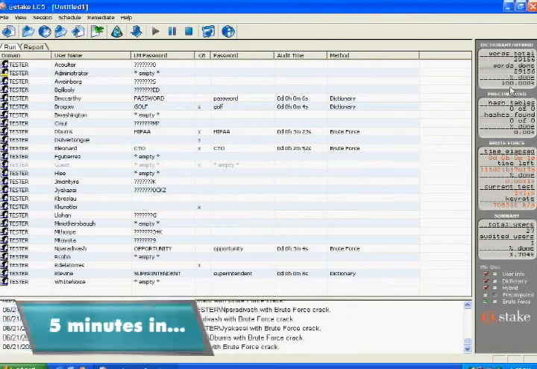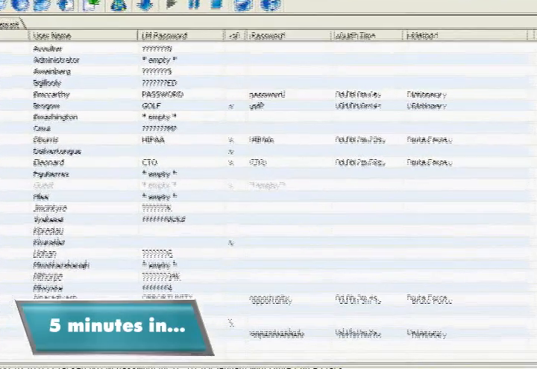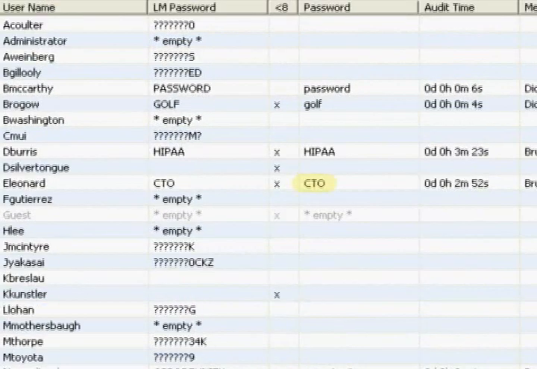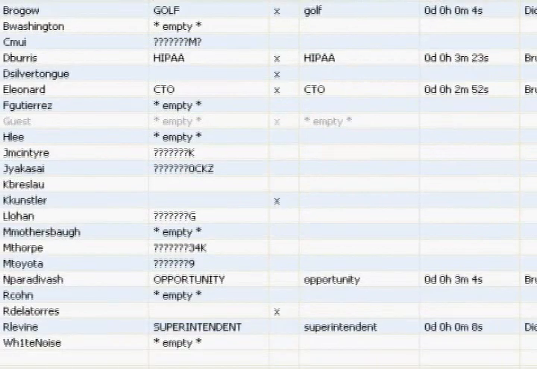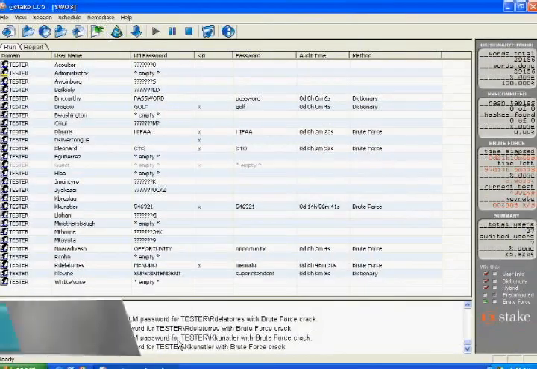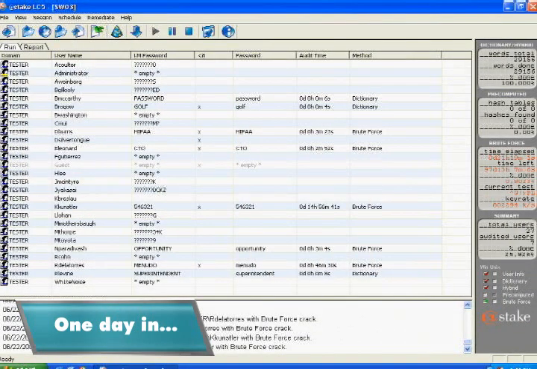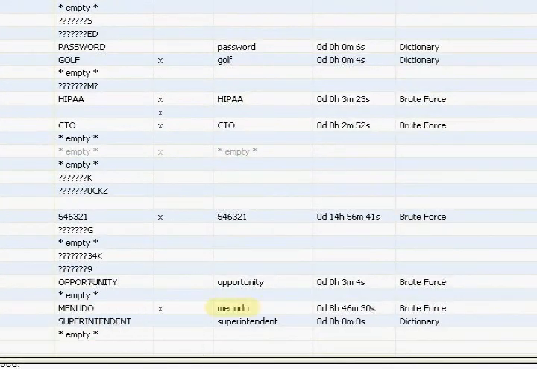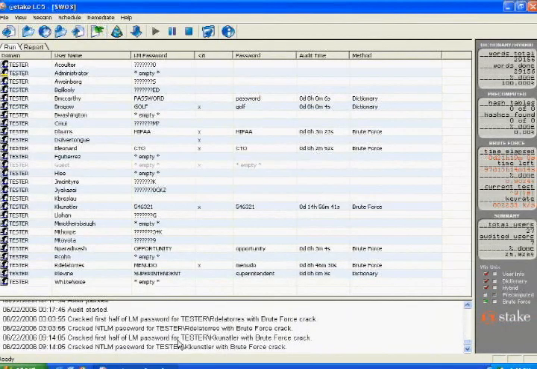5 minutes later, LoftCrack has cracked more passwords. CTO is not in the dictionary, but it's so short it was easy to brute force. Same for HIPAA. LoftCrack's default dictionary is small and contains the word opportune, but not the word opportunity. That's the only reason it took a few minutes to break this word. After 1 day of running continuously, my cracker has broken 2 more passwords, Menudo and 546321. This illustrates that almost any short password is a weak password.